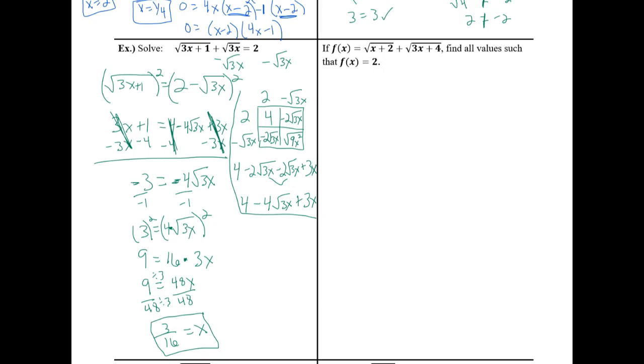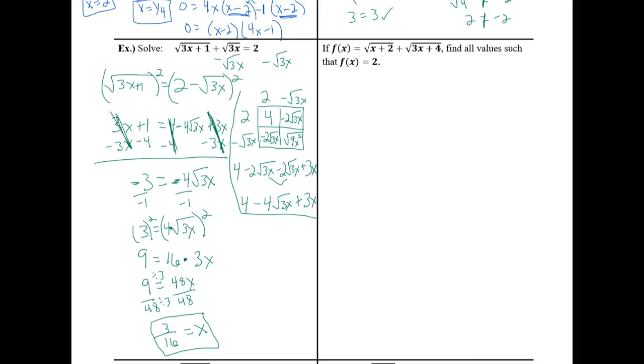In this video, I want to talk about solving radical equations that are written in function notation, like this example here on the right. It says if f of x equals the square root of x plus 2 plus the square root of 3x plus 4, find all values such that f of x equals 2.